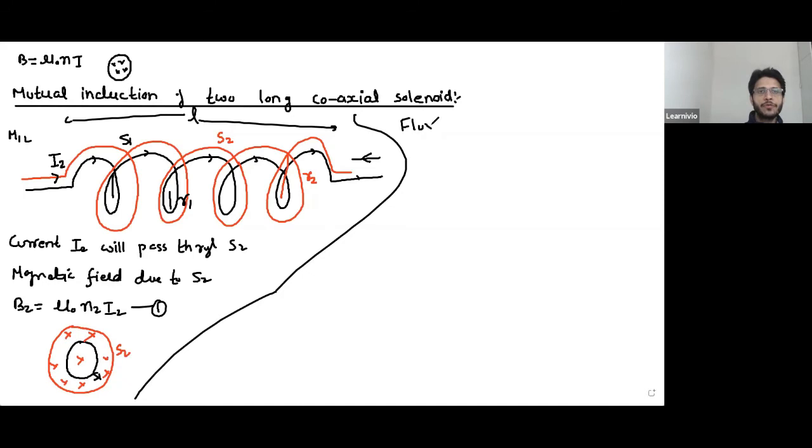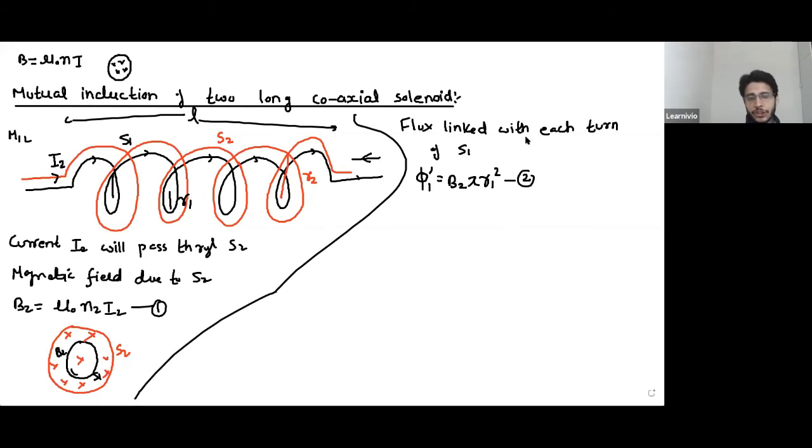Next, you can calculate the flux linked with each turn of S1. So the flux linked with each turn of S1 is phi 1 prime. And how do you calculate flux? You take the magnetic field B2 and multiply it by the area of S1. So that is B2 multiplied by pi R1 square. That is equation number 2.